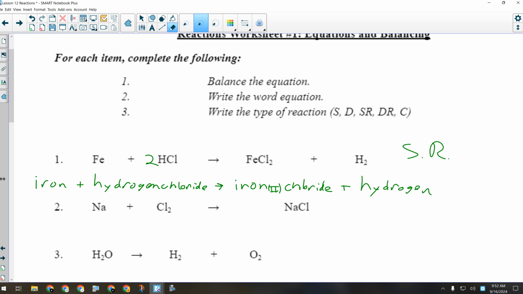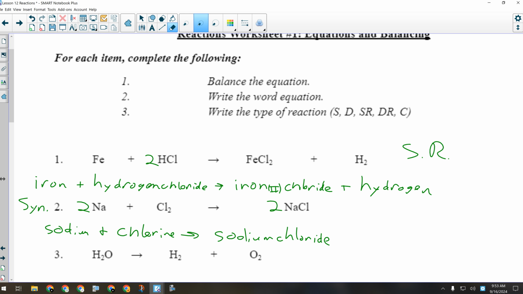Second one, we've got sodium plus chlorine gives us sodium chloride. Okay, when we put those two together, we are looking at what kind of reaction? Synthesis. Okay, and only chlorine is out of balance right now, so if I put a 2 here, that'll balance my chlorines, then a 2 will be required there to balance the sodiums, and then everything looks good after that.